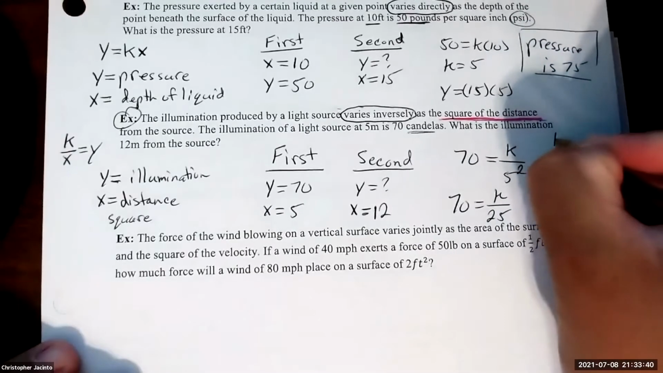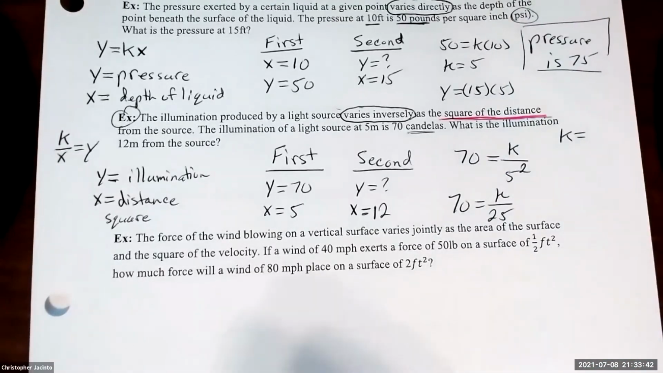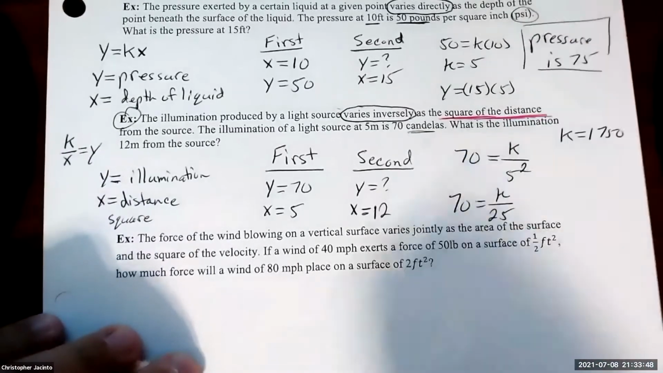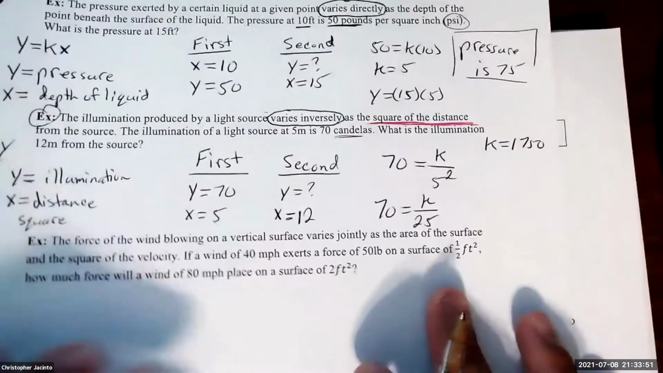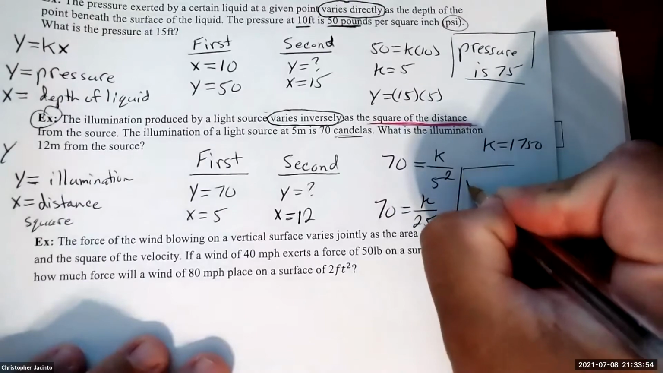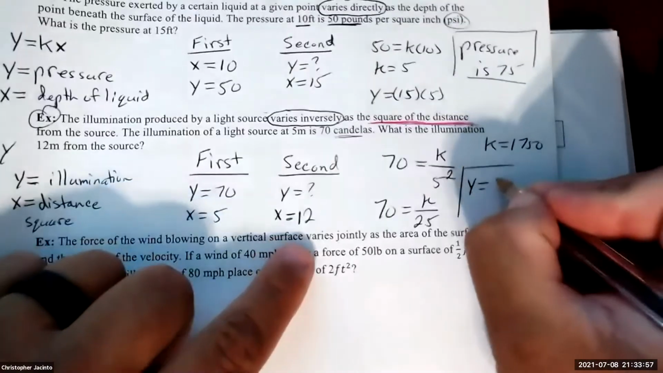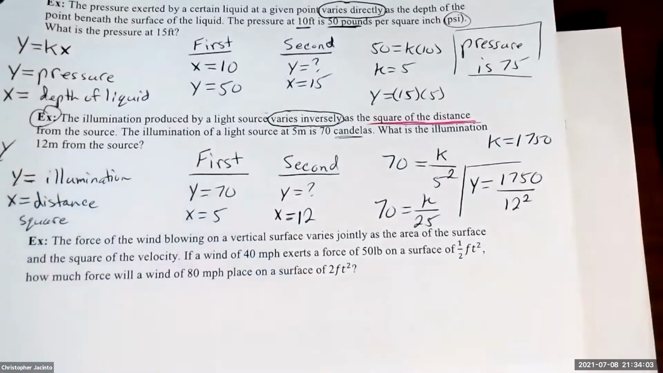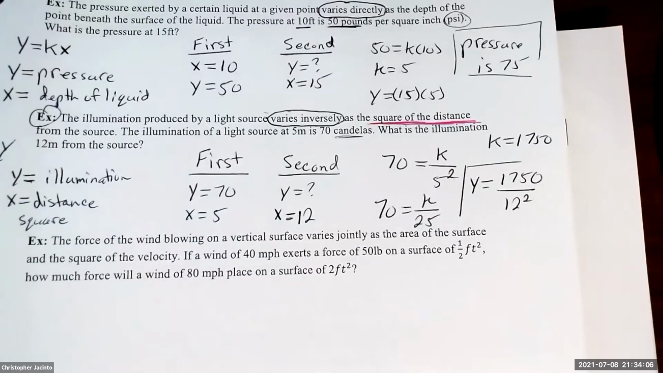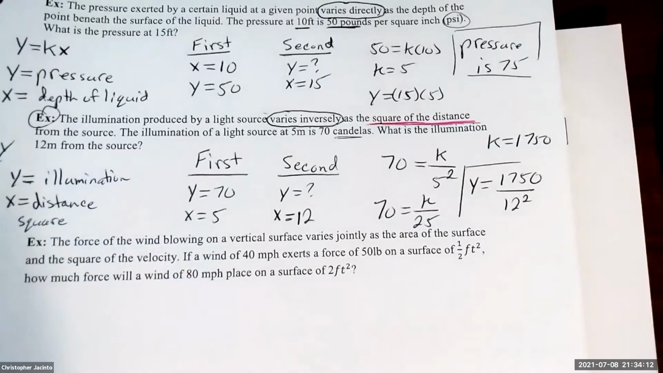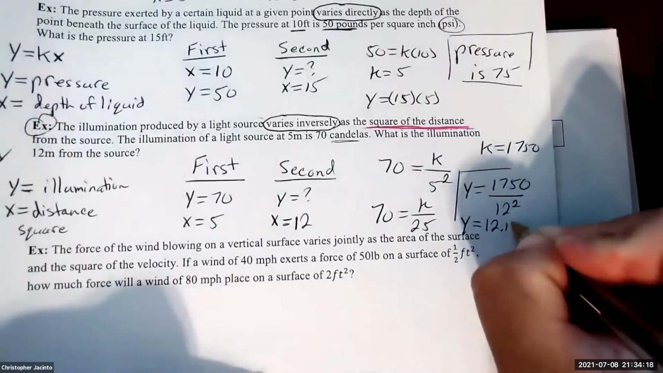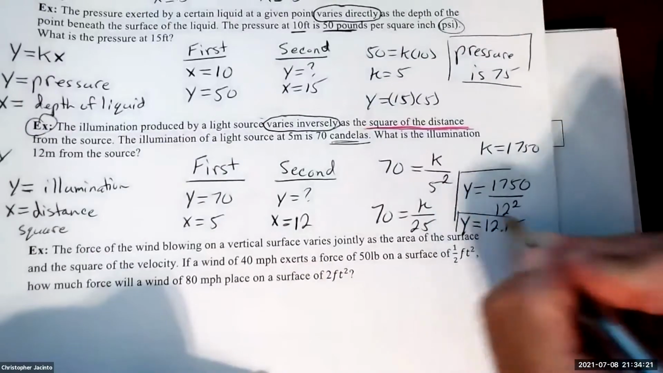And now we solve for K. So it's going to be a big number. So 1750. And now we solve for the initial one, right? So Y equals 1750 over 12, again, squared. So 1750 divided by 12 squared, I think it's 144. So our illumination is going to be 12 point, let's say 15, I don't know, candles. That's what they call it. There you go.